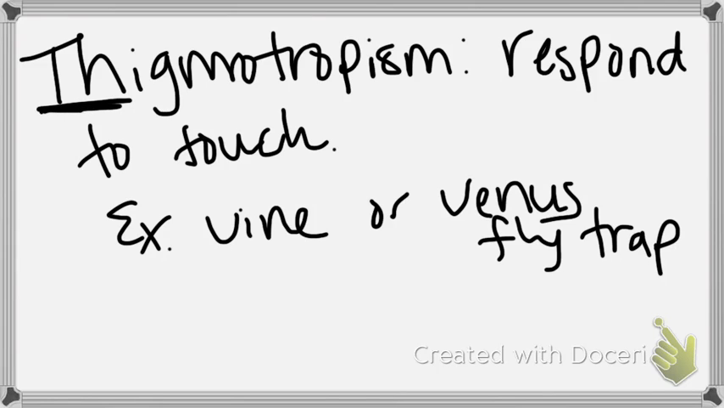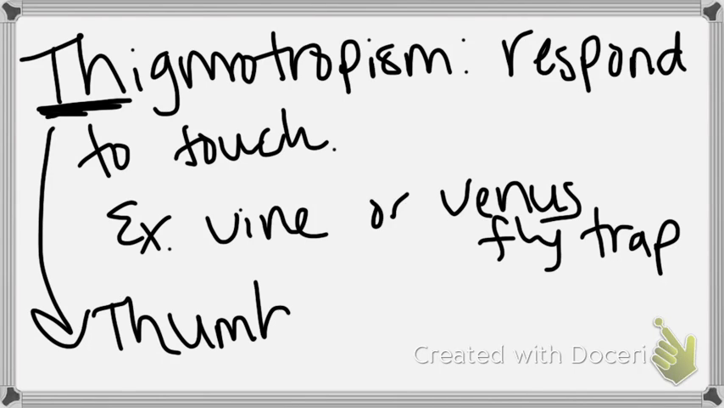I see the TH and I think of thumb. And that helps to remember what this means, because thumbs help us to grab things and respond to our environment by touching things. And so thigmotropism has that TH, and that's also how plants respond to touch, just like we respond to touch. All right, the last type of tropism that you need to know is called gravitropism.